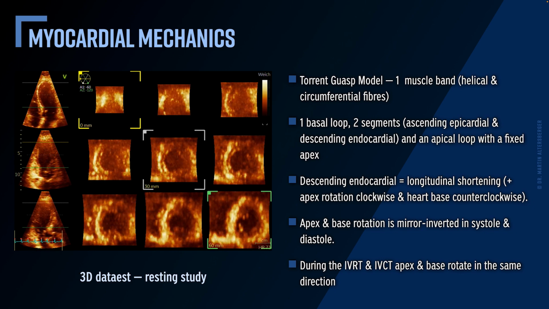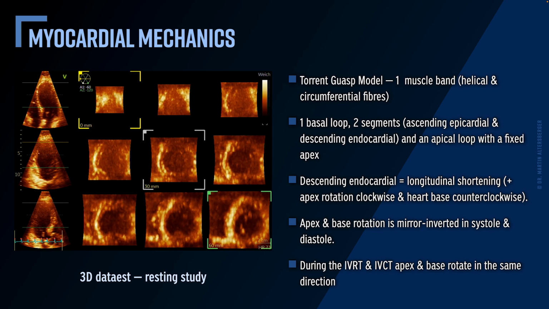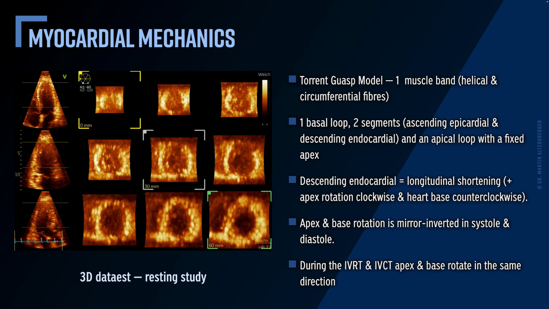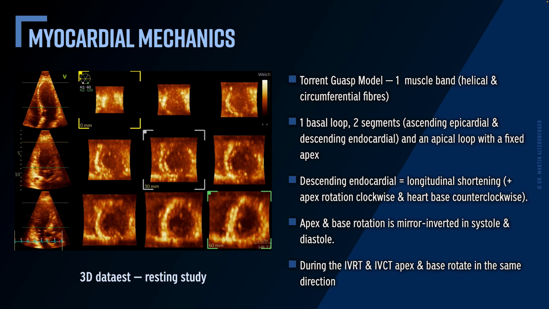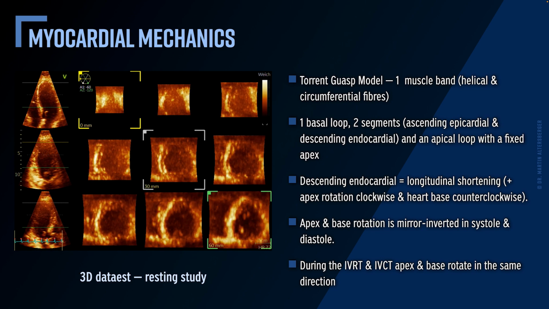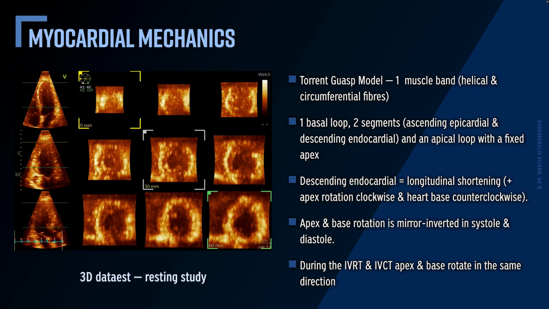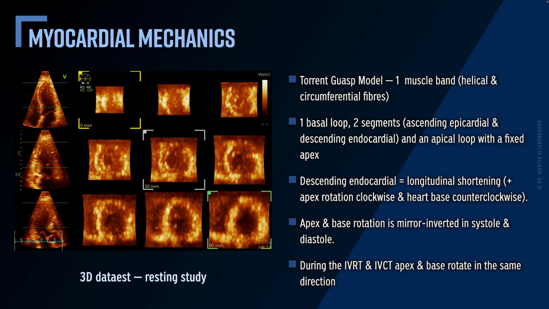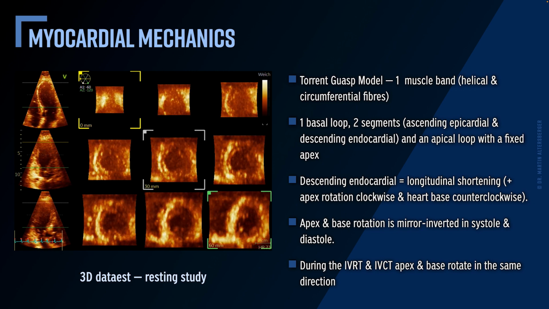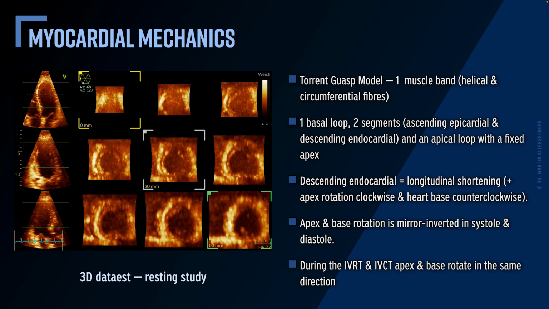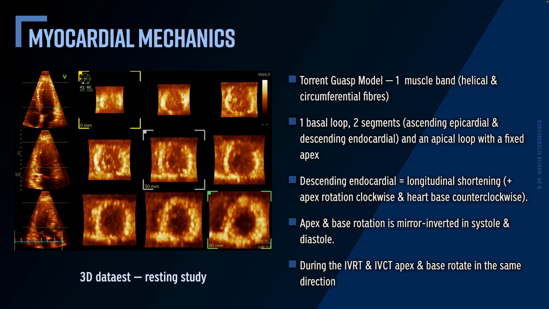Continuing with a 3D data set in this resting study of the patient we have seen before, we want to discuss another model, the so-called Torrent-Guasp model. This model says you have basically one muscle band. It is made of helical and circumferential fibers. It postulates that you have one basal loop and two segments, an ascending epicardial and a descending endocardial segment, and you have this apical loop with a fixed apex.